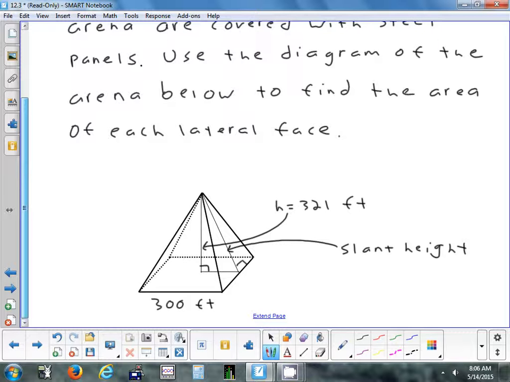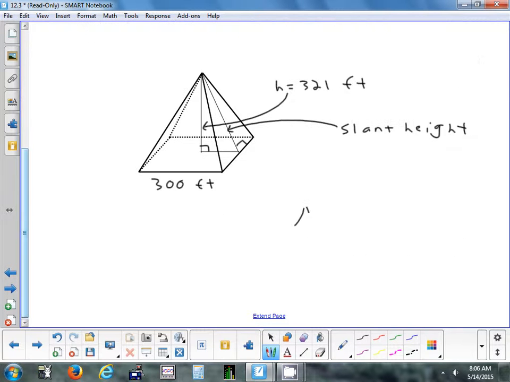If we look at this pyramid, Alyssa, each lateral face is what shape? Triangle. So first thing we're going to need is the area of a triangle. What's my formula for the area of a triangle? Well, James? Base times height. Close. Base times height would be for a length times width, like a rectangle. Half, yep, good. So it's 1/2 base times height.